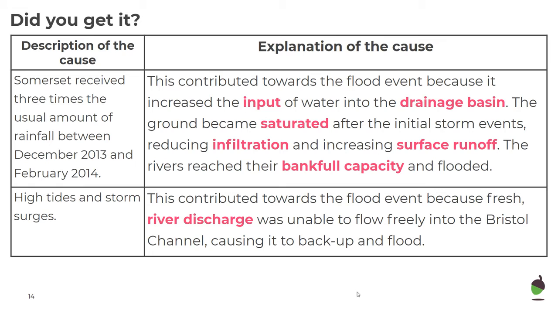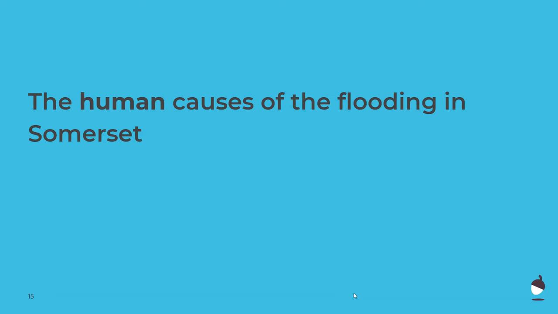So please make sure that your answers include those key points, and if you would like to pause the video again to redraft your answers, that is absolutely fine. So we will now consider the human causes of flooding in Somerset. While these causes are not linked directly to the extreme weather event, human activity did exacerbate the problems and did contribute towards the flooding.